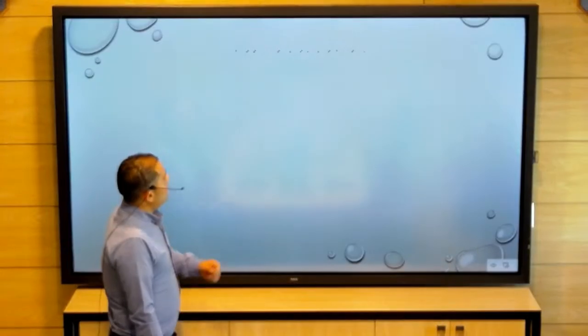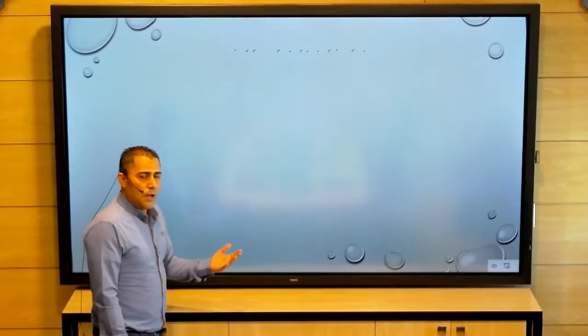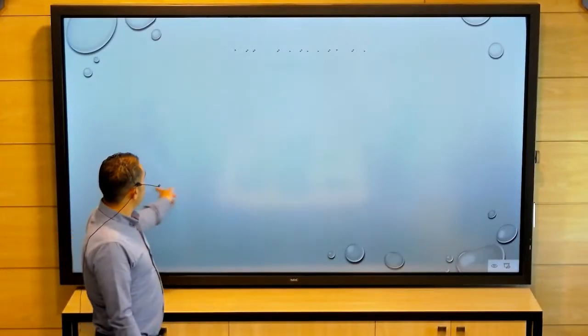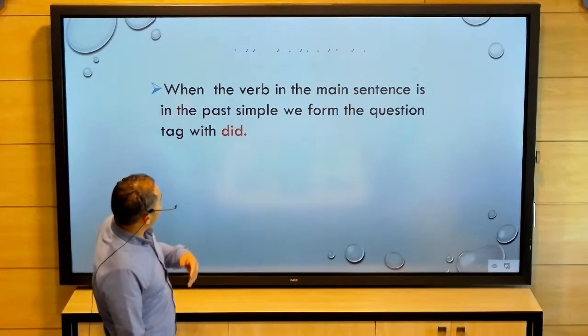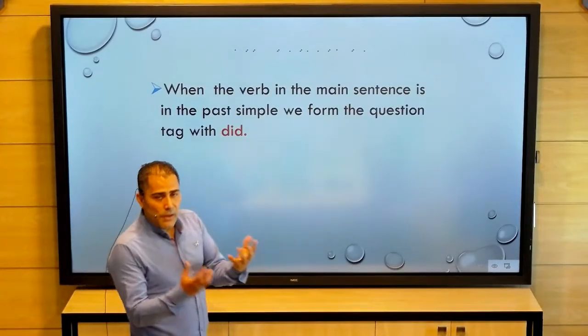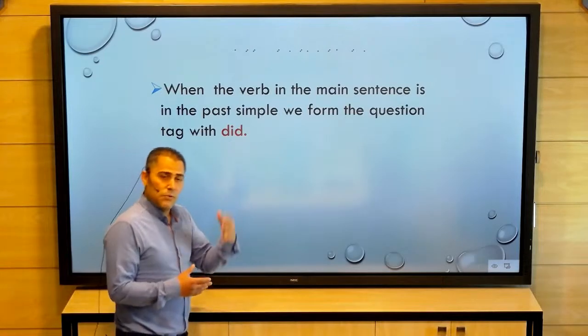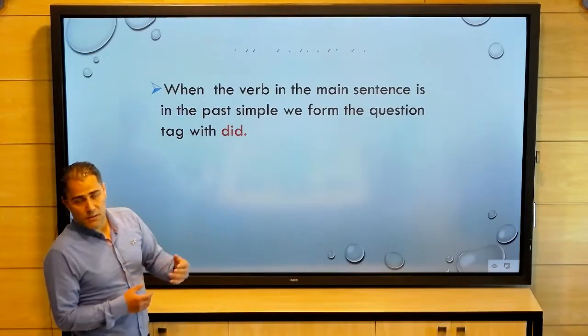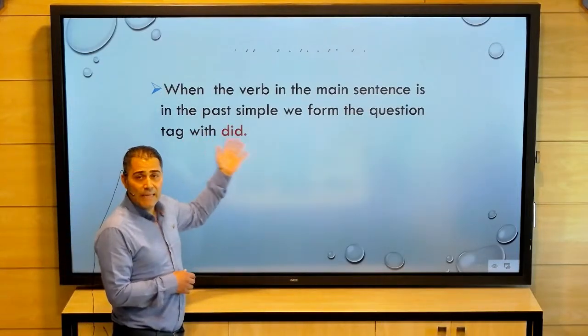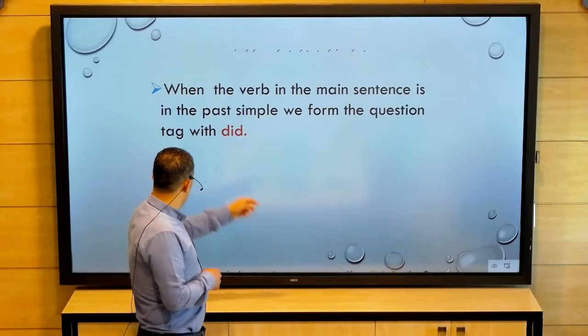Now, the past simple. We also have verbs in the past simple tense. When the verb in the main sentence is in the past simple, we bring the auxiliary did. As we do in the present, we bring do and does. With the past, we have to bring did as an auxiliary or helping verb.